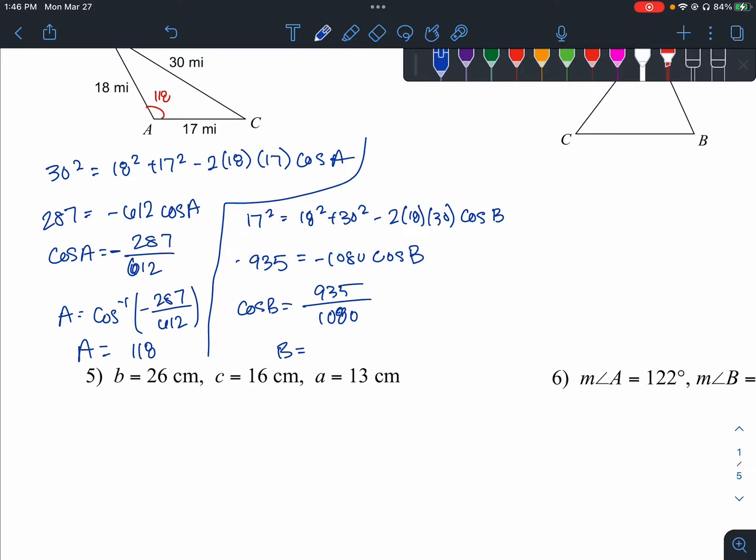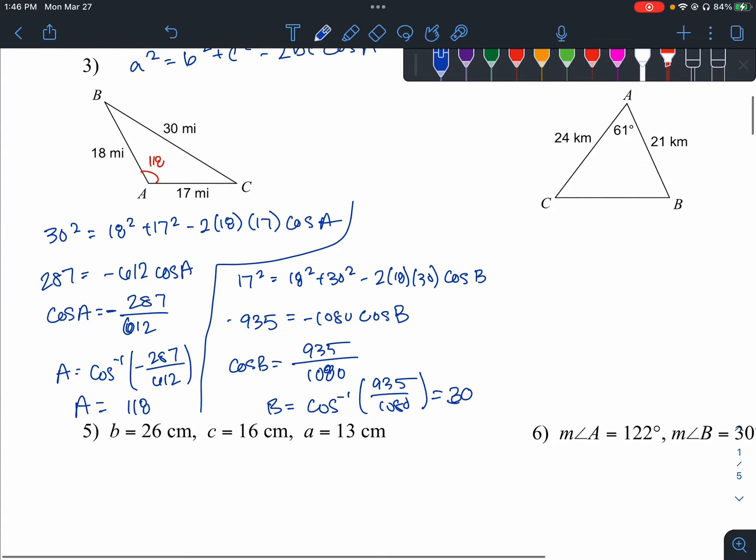And then I'll have B. I'm going to use cosine inverse. It's going to be equal to cosine inverse of 935 divided by 1080. So punch that into your calculator. Cosine inverse 935 divided by 1080, and I get 30.0326. I'm just going to round that up to 30.